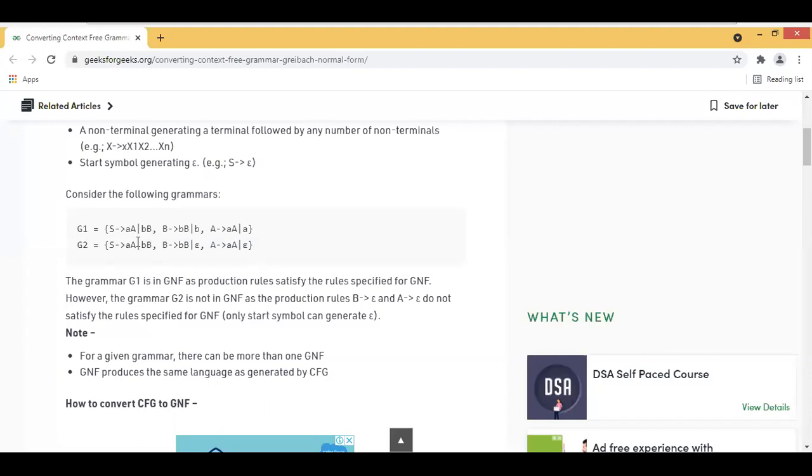And now we have some most important points to note. For a given grammar, there can be more than one GNF. The GNF also produces the same language as generated by the CFG. This is the most important note. That means for whatever context-free grammar we are given, it can generate more than one GNF. It is possible. And that GNF should produce the same language as generated by the CFG. These are the two most important points that we need to remember.